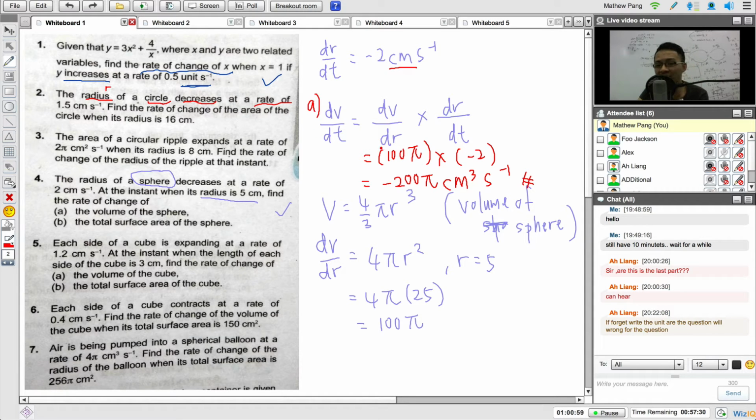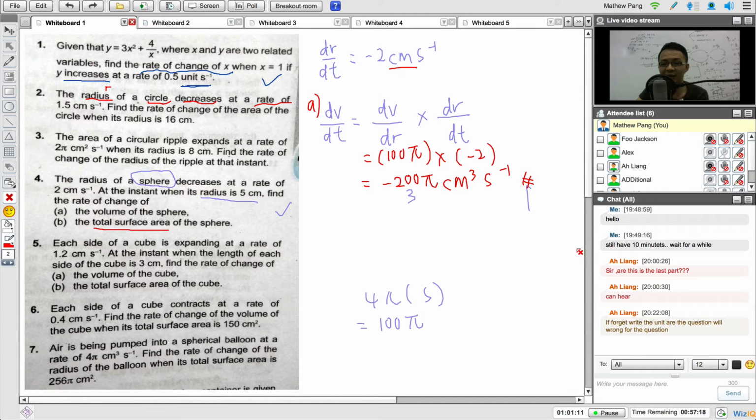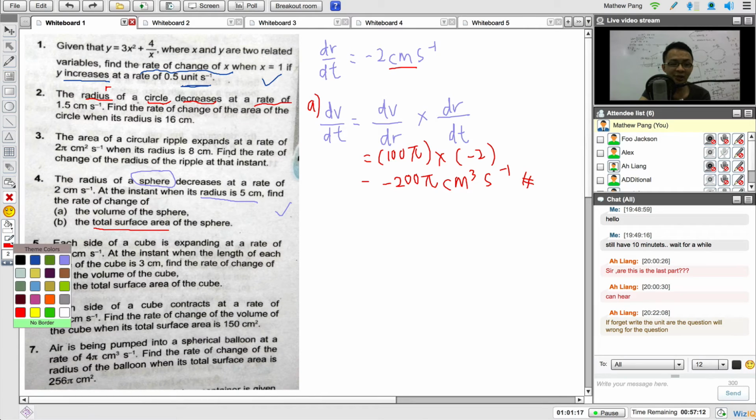So for part A, you will have your own chain rule, and I believe for part B you will have another one, because I see the total surface area of the sphere. So in order to do part B, I'm going to erase some of the part here. I just hope you can still do it. Let me change back to the same color, purple.